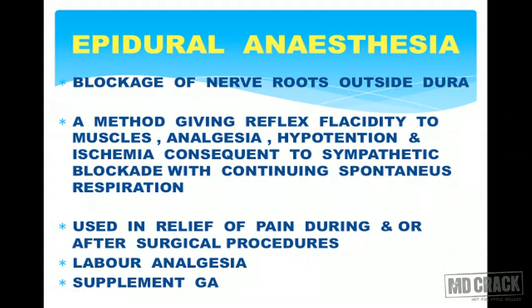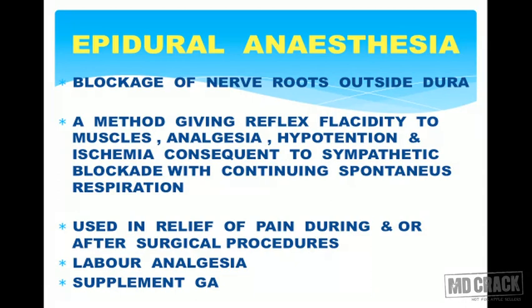Then the other form of regional anesthesia is epidural anesthesia. It includes blockage of nerve roots outside the dura mater. How do you define it? A method giving reflex flaccidity to the muscles, analgesia, hypotension and ischemia, consequent to sympathetic blockade with continuous spontaneous respiration. This is the definition of epidural anesthesia.